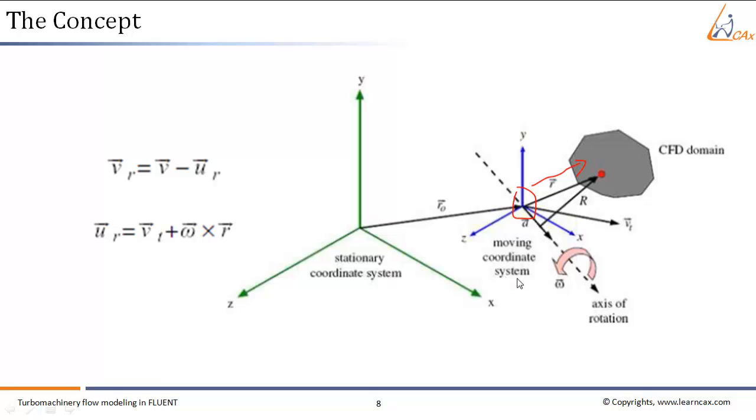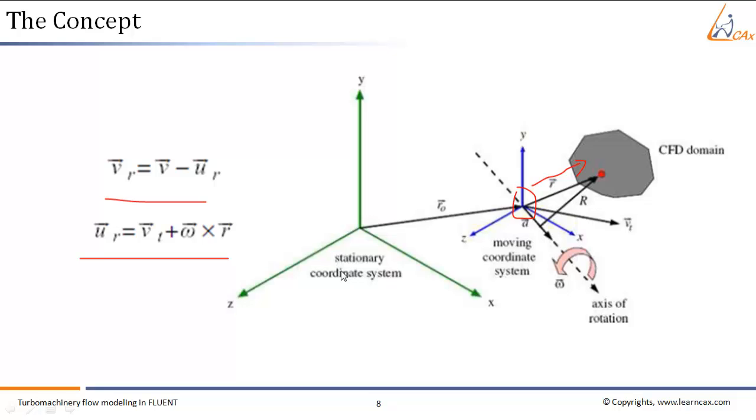The fluid velocity can then be transformed from the stationary frame to the moving frame using these equations. These are the two equations that come into effect when we consider transformation of a stationary reference frame to a moving reference frame.